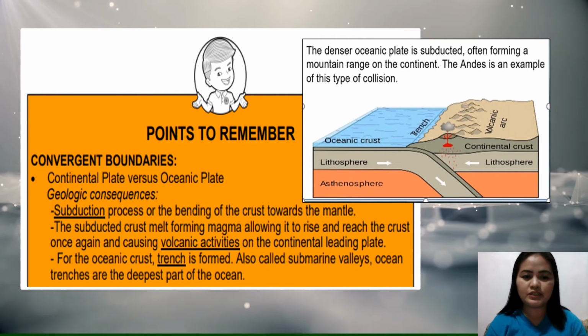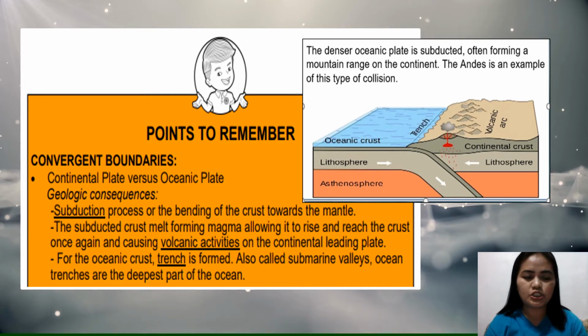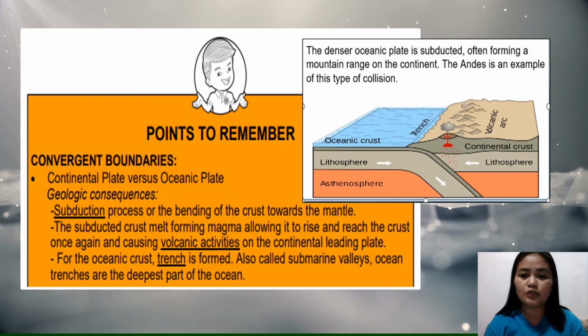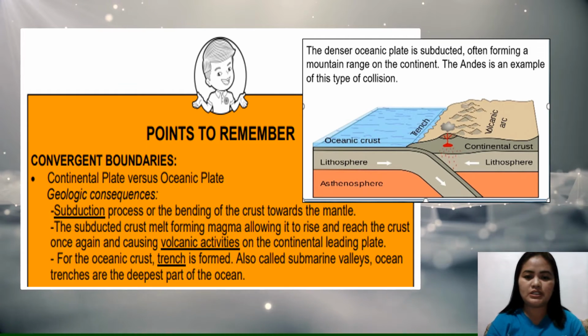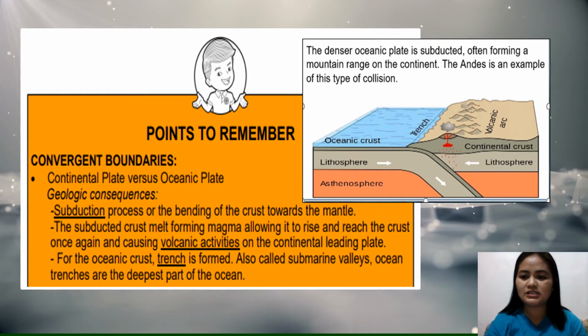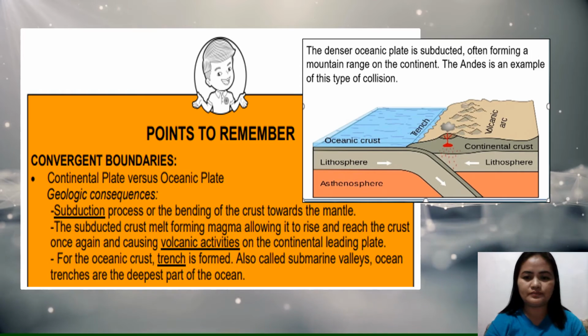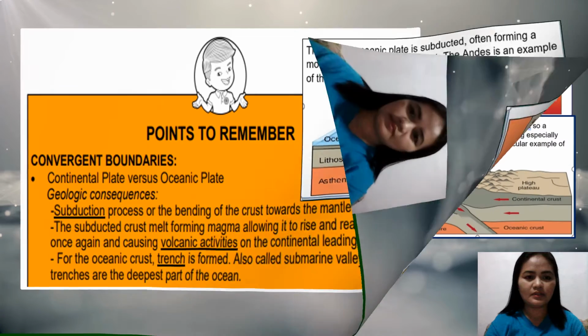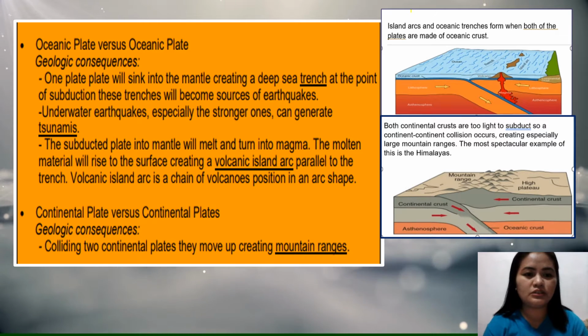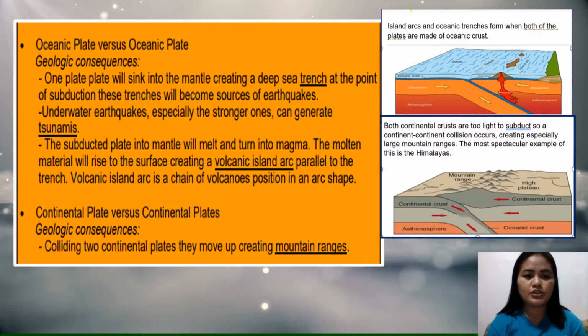Again, what is this first possible kind of collision? We have the convergence between continental and oceanic plate. I hope you understood, and let's move on to the next collision. We have here the collision between two oceanic plates. I have here my pictures.